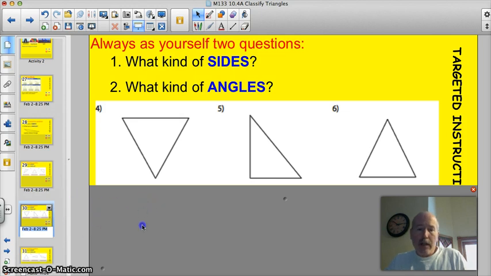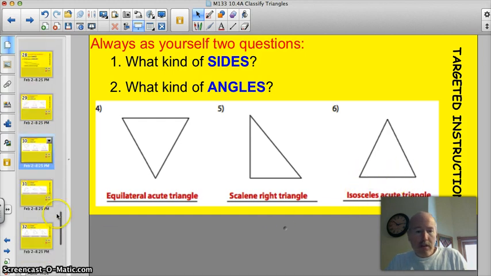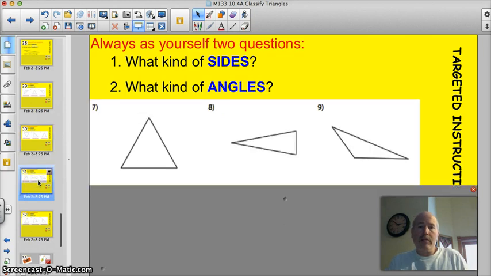Let's see how you did. Well, we have an equilateral triangle, and of course they're always acute because their angles are always the same. Here we have a scalene triangle. All sides are different, but it has a right angle, so scalene right. This one here is an isosceles, and it is acute because all angles are acute. Let's try three more. Do this thing for me.